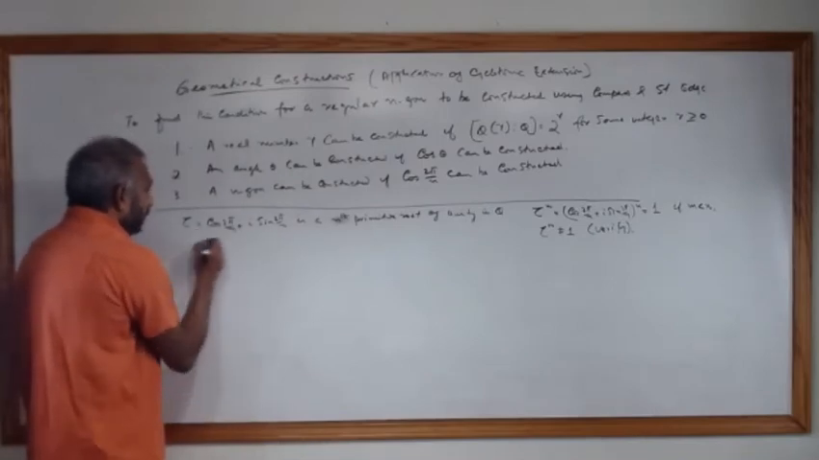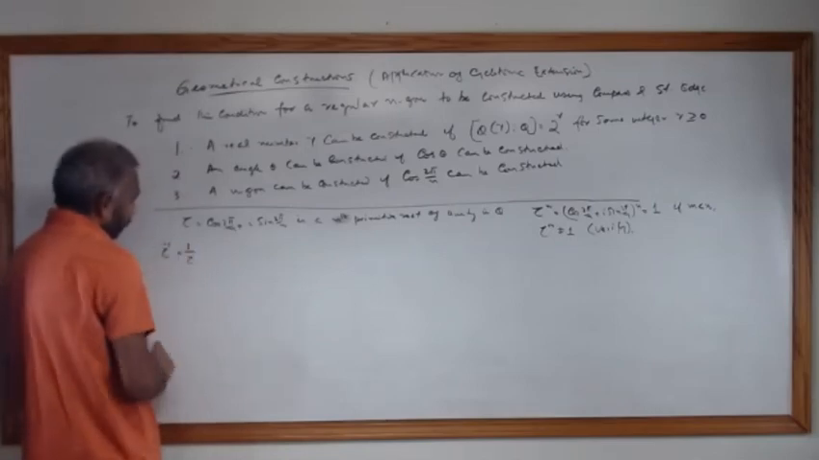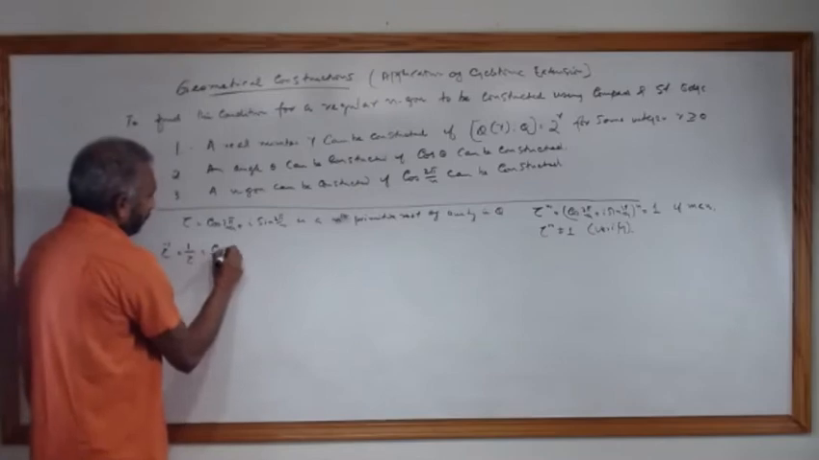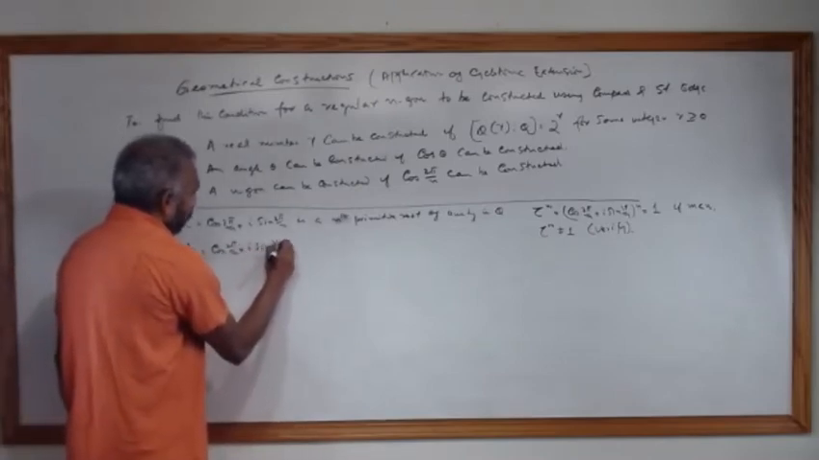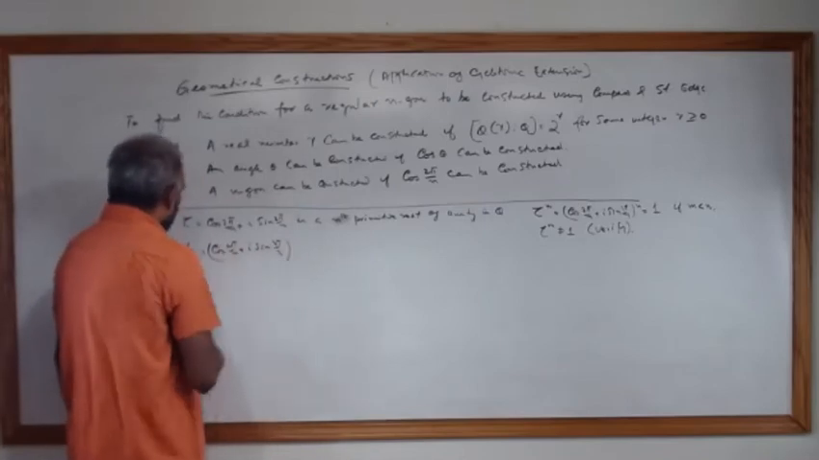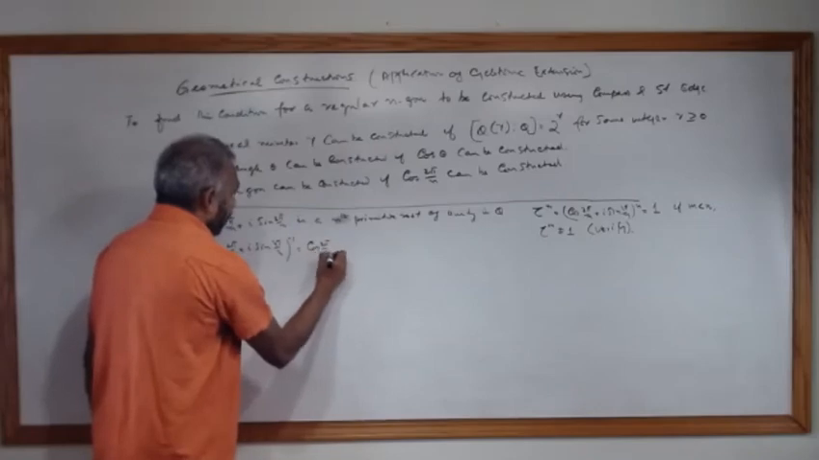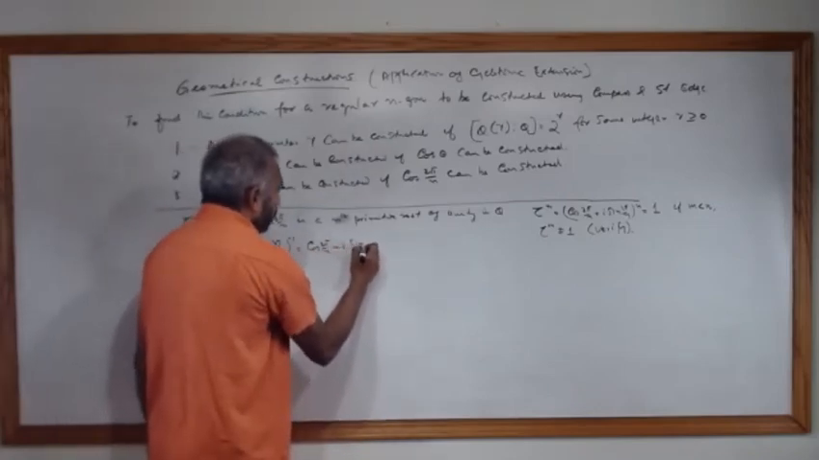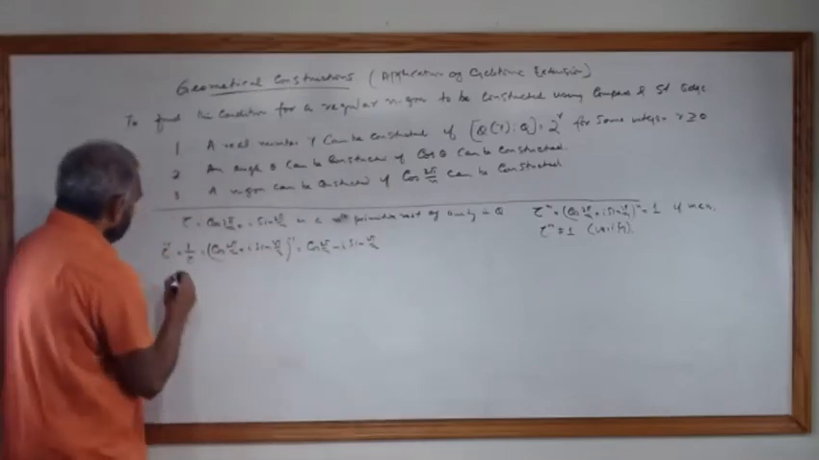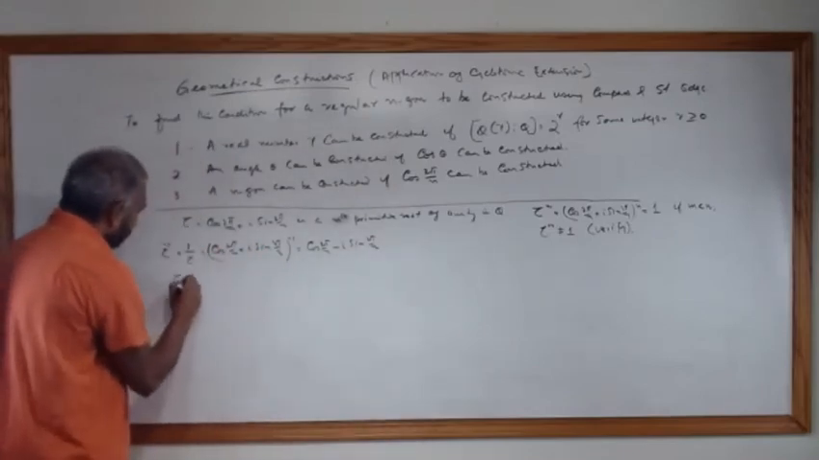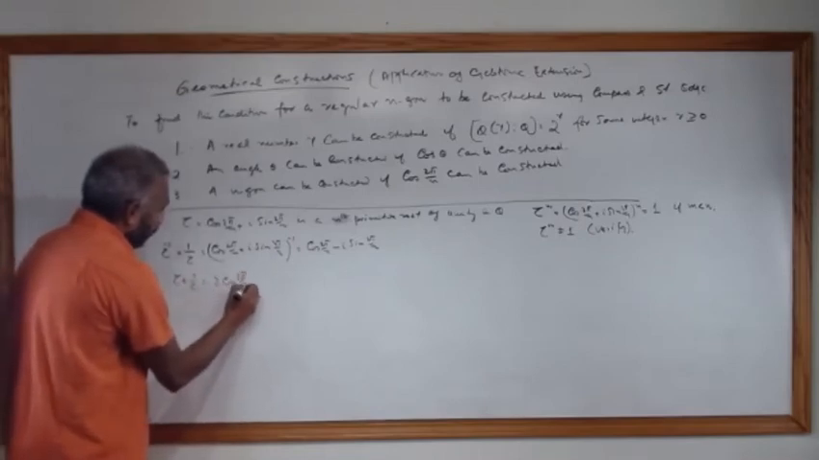If zeta is this, then 1 by zeta, or zeta to the power of minus 1, is equal to cos 2 pi by n plus i sine 2 pi by n to the power of minus 1, and that is cos 2 pi by n minus i sine 2 pi by n. So if you add these together, zeta plus 1 by zeta is equal to 2 cos 2 pi by n.